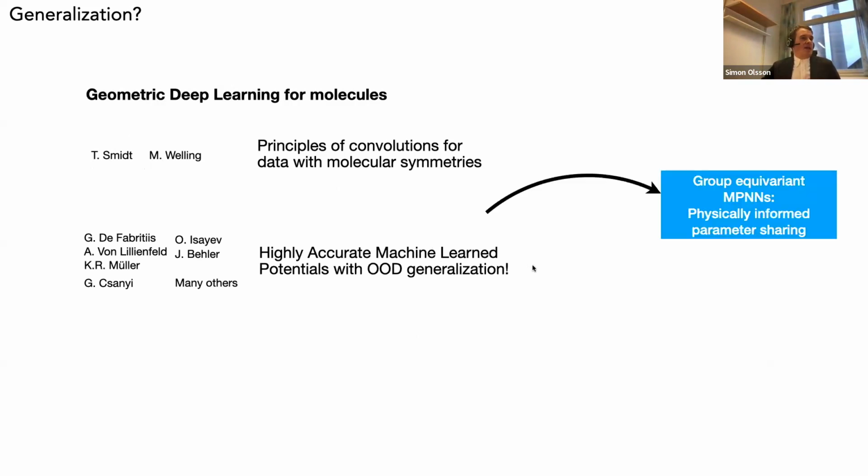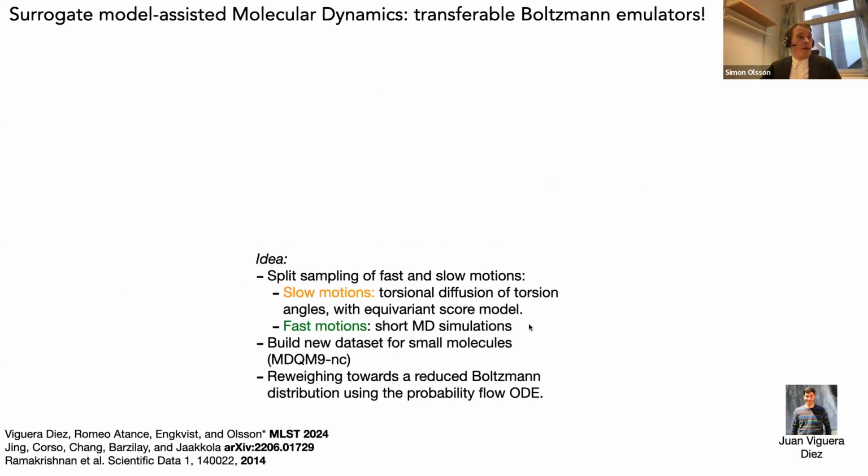The outcome of this is that we have these molecular potential neural networks that, by using molecular symmetries, get physically informed parameter sharing, so to say. But the problem with this type of approach is that we still require explicit simulation. This is what I was referring to before: we get a better potential energy model that is maybe way more efficient, but we still have the sequential simulation problem.